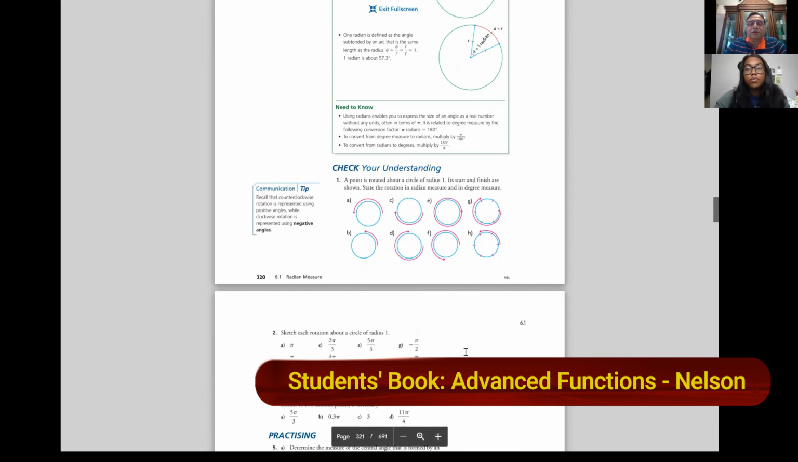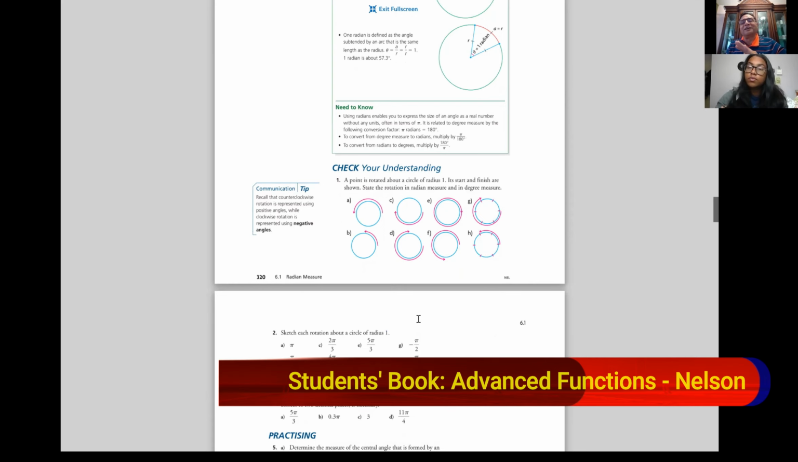Now, question number 1. Can you please read the question? A point is rotated about a circle of radius 1. Its start and finish are shown. State the rotation in radian measure and in degree measure. Correct. So if the radius is 1, in that case, r is 1. So theta is the arc length. Do you see that? Arc length and theta will be exactly the same for unit radius. So therefore, many times we work with the unit circle, where the radius is just 1 unit.